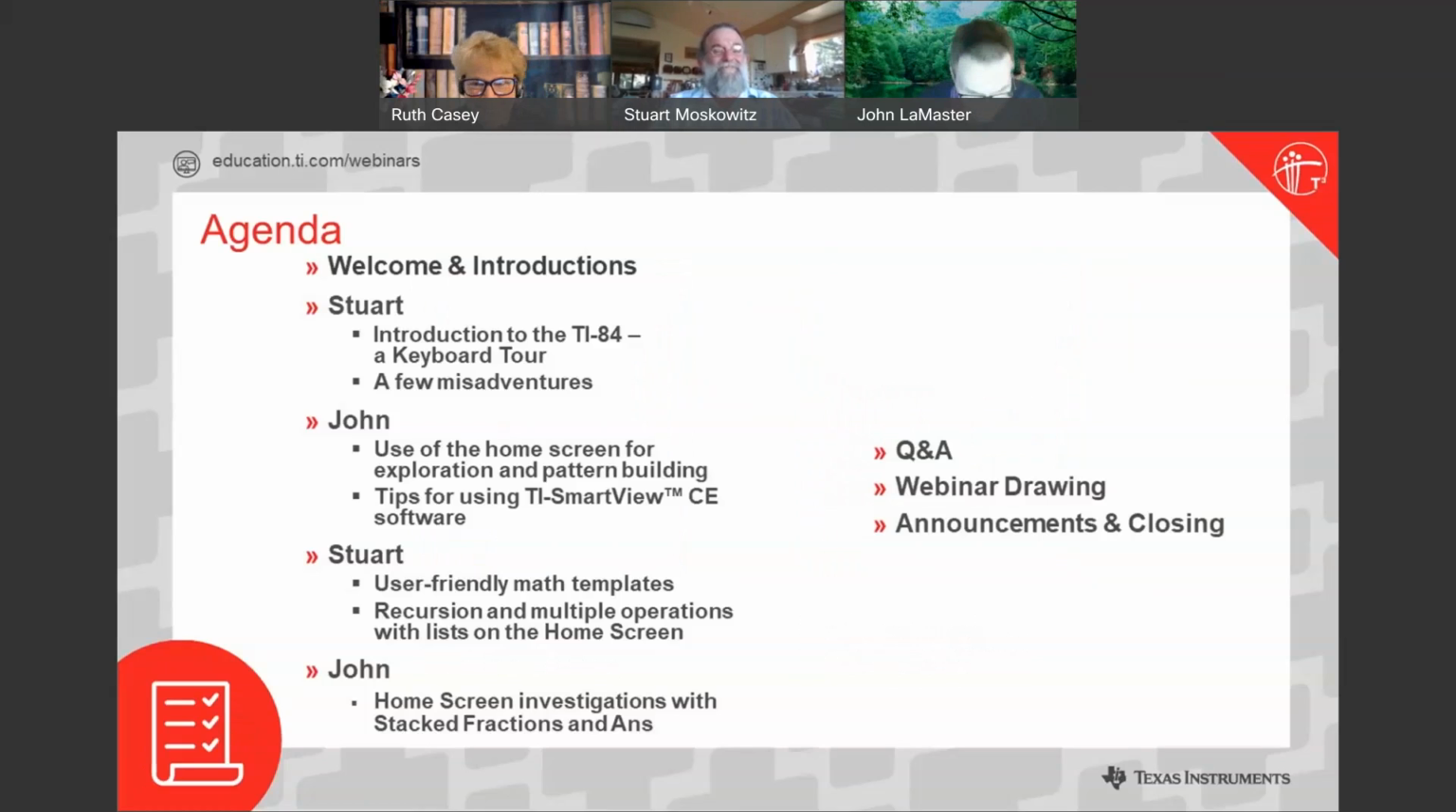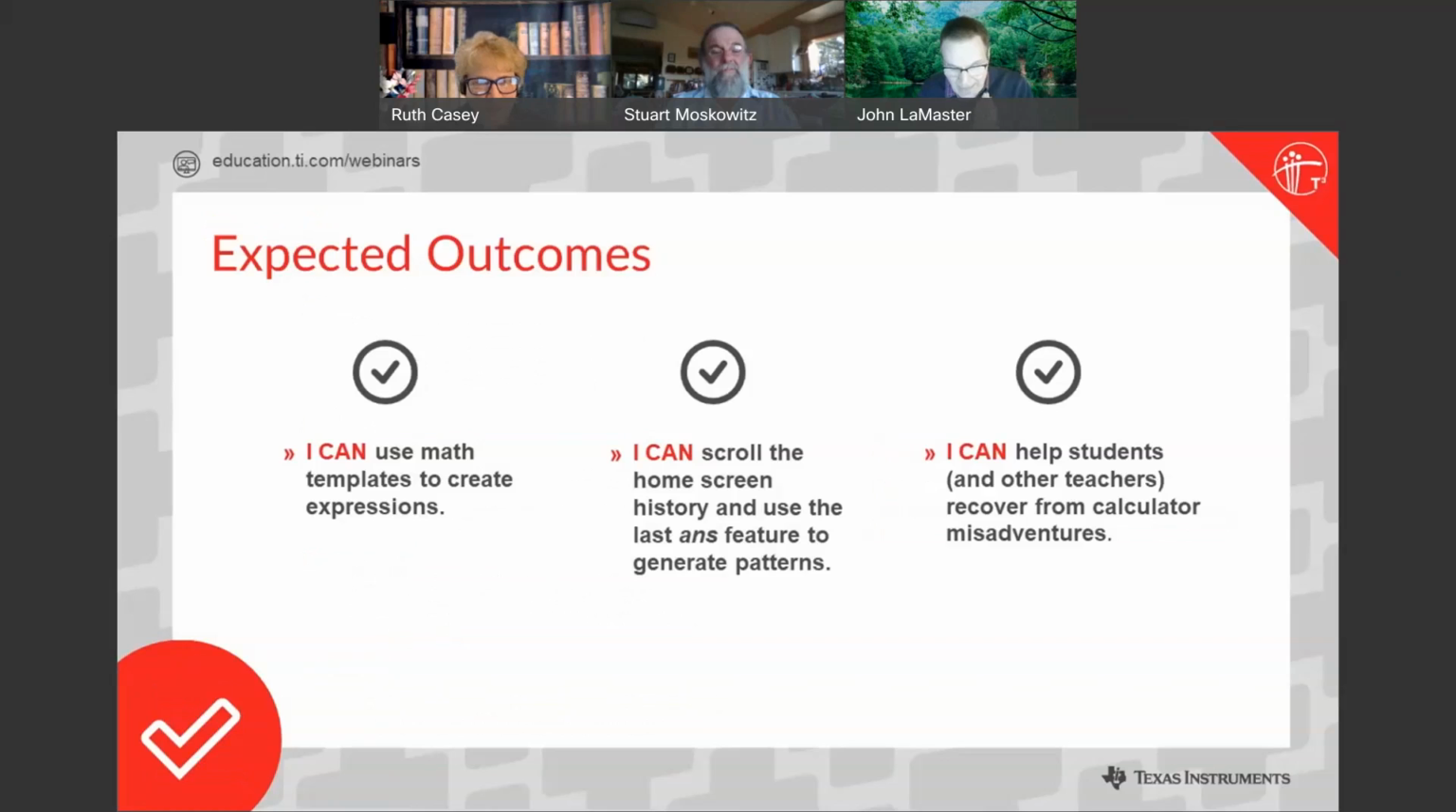So here's our lineup of activities, and they all involve the home screen. This is part one of a series, and Stuart and I wanted to dedicate this webinar just to this because there's so much you can do with it. And, like a line from a good movie, there's no place like home. We'll come back to this agenda periodically, but the next slide will share some expected outcomes. I hope after you leave, you'll be more comfortable with these outcomes. And notice the last one, helping other teachers or your students.